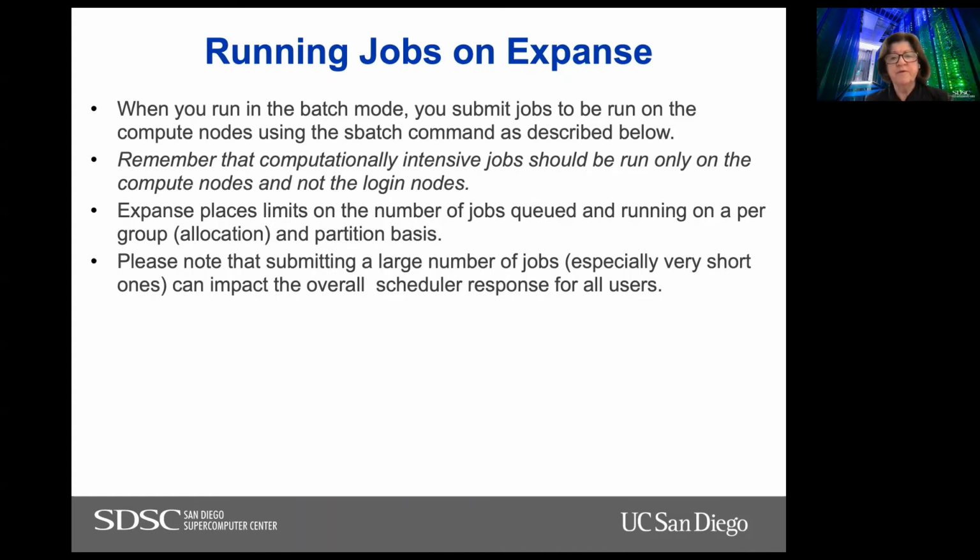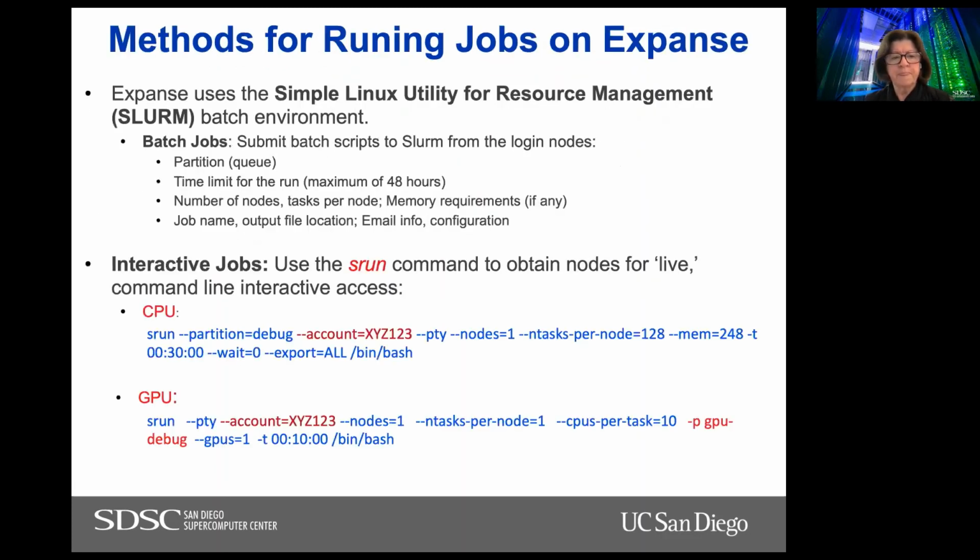Expanse has limits on the number of jobs you can queue up and run, and also limits on the number of jobs in a partition. If you submit a large number of jobs, especially short ones, it can impact the scheduler, and we don't advise that. If you feel like you need to do that, get some guidance from the help desk on how to set up that script to run the jobs efficiently and effectively.